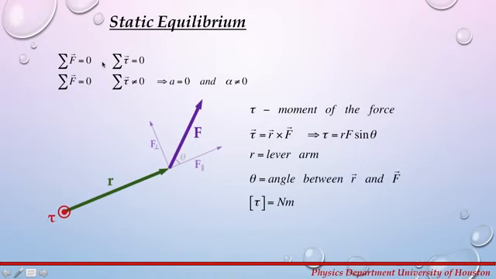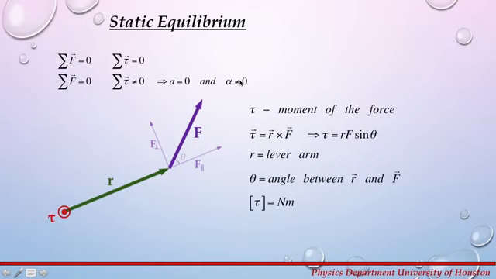For objects at static equilibrium, the sum of all forces and the sum of all torques acting on the object are zero. This means that translational and angular acceleration are equal to zero. For the case when the sum of all forces is equal to zero and the sum of all torques is different than zero, the linear acceleration is equal to zero, but the angular acceleration is different than zero.